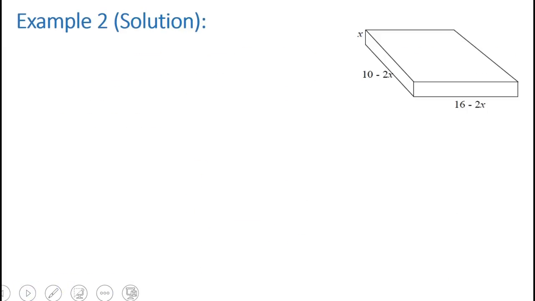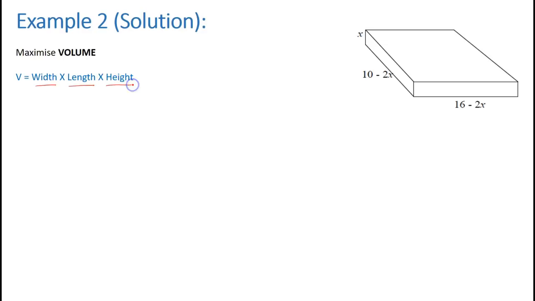We know that in the question we need to maximize volume. So we need to find the formula or function for the volume of the box. We know that volume is the width times the length times the height. So we substitute the width, the length, and the height, and we have the function for the volume.